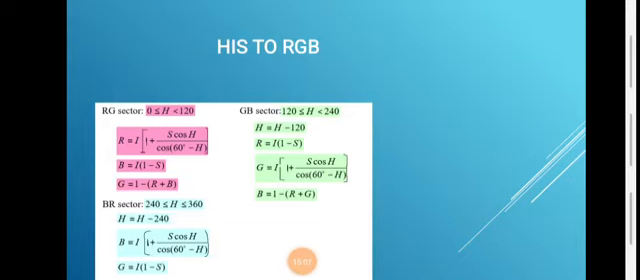Now the HSI to RGB model. Here the application depends upon the value of H. We have three main sectors: 0 to 120, 120 to 240, and 240 to 360. H returns a value from 0 to 360 degrees, so we have three sectors, and with this we can find the red, green, and blue values.